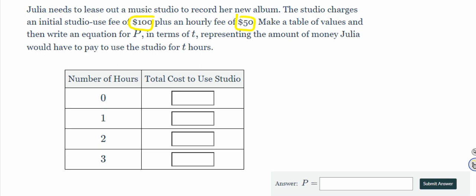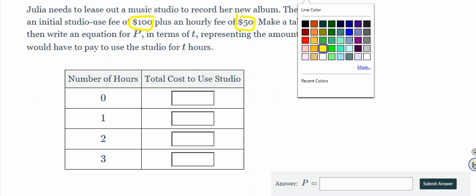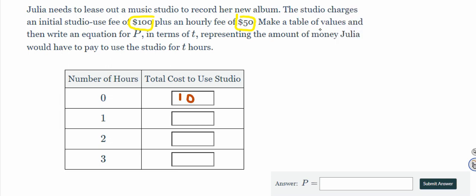Make a table of values and then write an equation for P in terms of T, and we'll talk about P and T and why that matters, representing the amount of money Julia would have to pay to use the studio for T hours. Okay, no matter what, she walks into that studio, and how much is she paying? Even before she starts, right? She's paying $100 to use it.